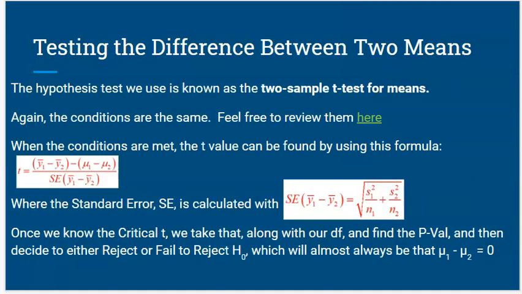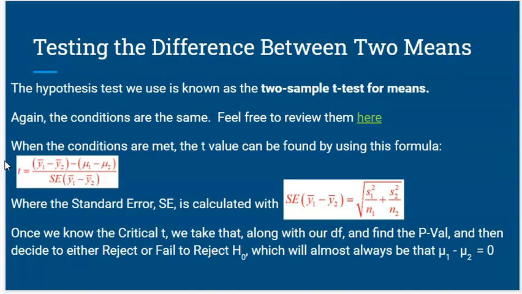Now, testing the difference between the two means. The hypothesis test we use, like we said, is going to be referred to as the two-sample t-test. Again, the conditions are the same, and when those conditions are met, this time the t-value can be found using this formula instead. So you find the actual t-value for your sample in this method.